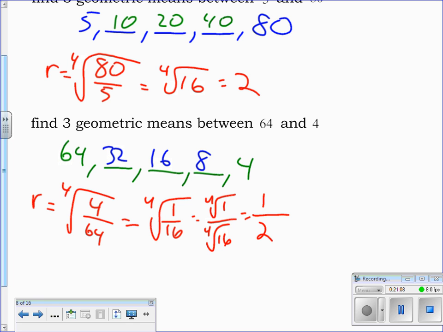Sorry, where did the fourth power come up? Fourth root is because I have to do R 4 times. 1, 2, 3, 4 places to get to the end. Basically, one more than the blanks we have. One more than the blanks.